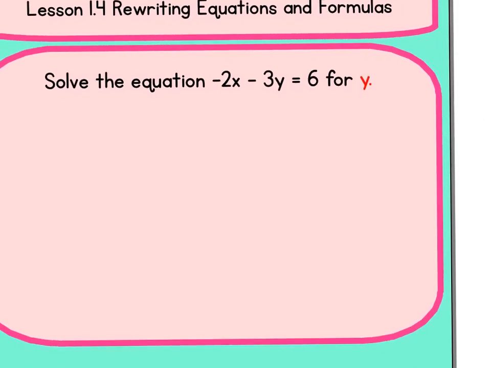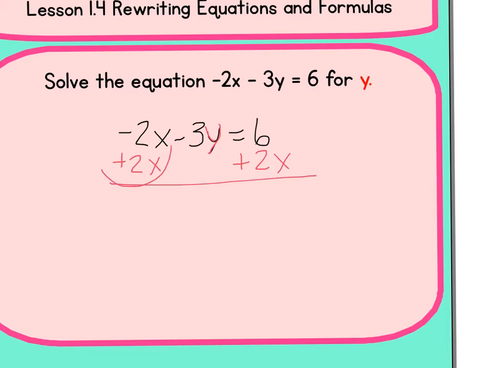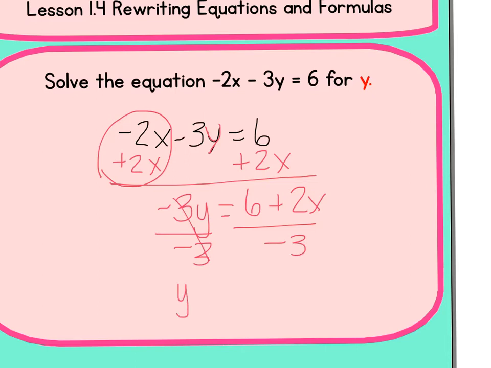In the next problem, we're again solving for y, so we have negative 2x minus 3y equaling 6. Our goal is to get that y by itself. To do that, we're going to first have to add 2 x's to both sides, which leaves us with a negative 3y equaling, we cannot combine the 6 and the 2x, so I leave them separated with that addition sign, 6 plus 2x, and then we divide by negative 3 on both sides. So y equals 6 plus 2x, all divided by negative 3 would be my final answer.